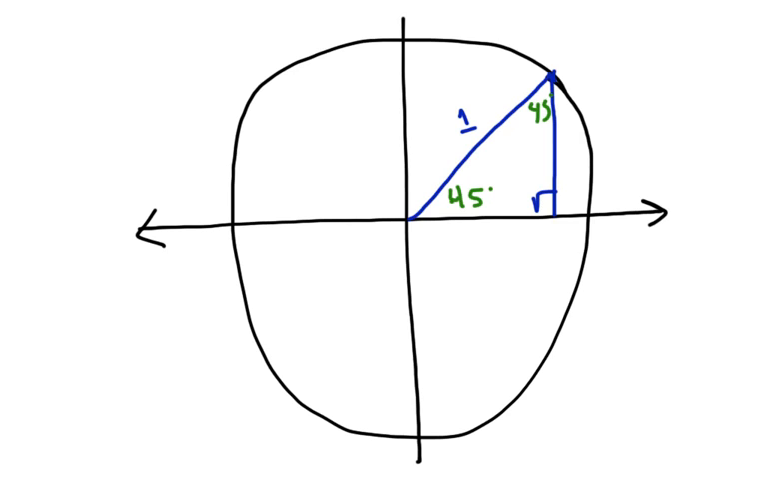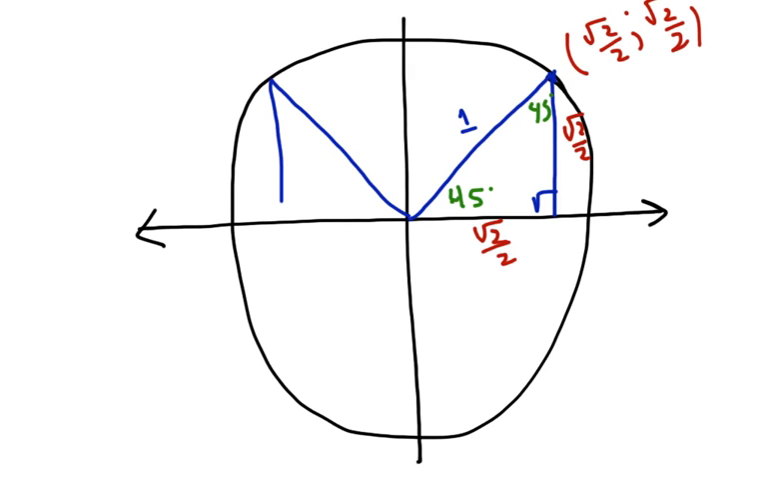In this case, the side across from 45 is root 2 over 2. And they're the same, so it's root 2 over 2. My point, therefore, is going to be root 2 over 2, comma, root 2 over 2. I'm going to draw another triangle. And we already know what this is going to be. It's root 2 over 2, comma, root 2 over 2. But in this case, my x is negative, my y is positive, so I put the negative there.